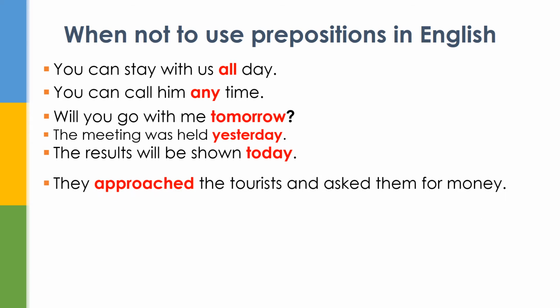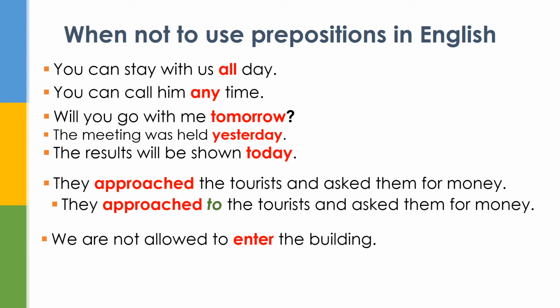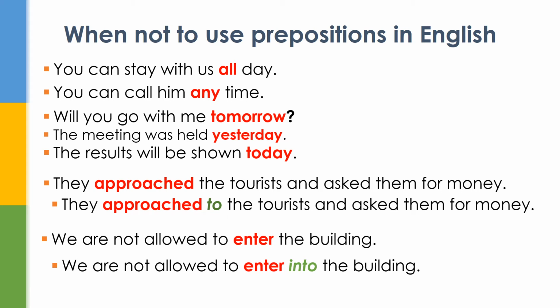Next example, they approached the tourists and asked them for money. Here, it is incorrect to say, they approached to the tourists and asked them for money. The preposition, to, is not needed. Next example, we are not allowed to enter the building. It is not correct to say, we are not allowed to enter into the building.